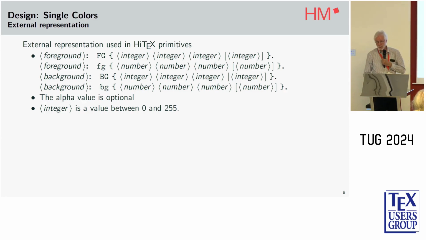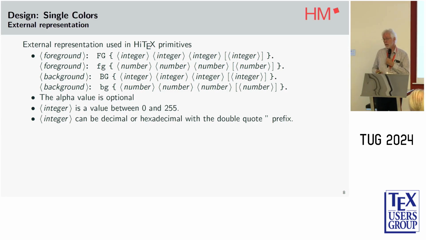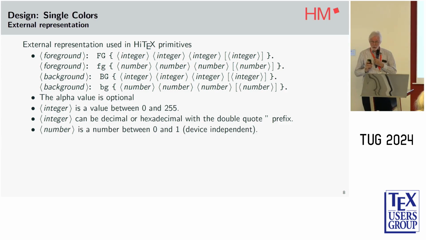These integer values that you use with the uppercase foreground are values between 0 and 255 because internally you have a byte value, and those are just the available byte values. And integers, of course, can be given in decimal, or in TeX you can use a double quote prefix and give them in hexadecimal. The numbers with a lowercase foreground are between 0 and 1, but you must be aware that something like 0.5 is immediately mapped in the internal representation to something like 125, yeah? No, 128.